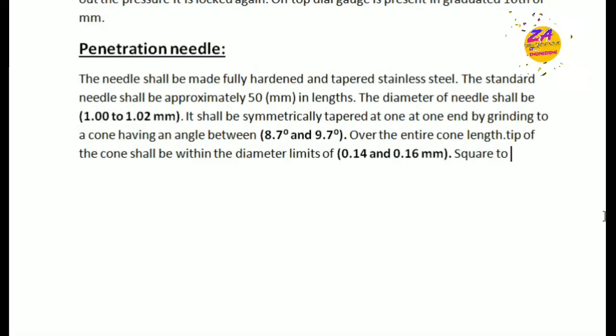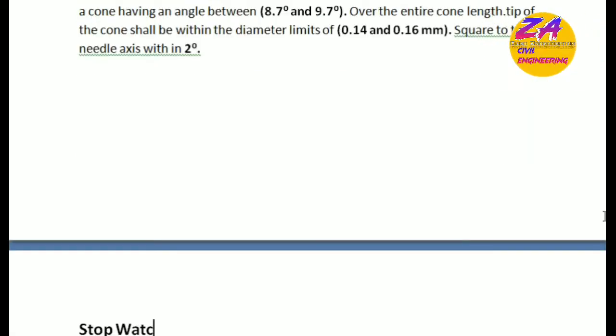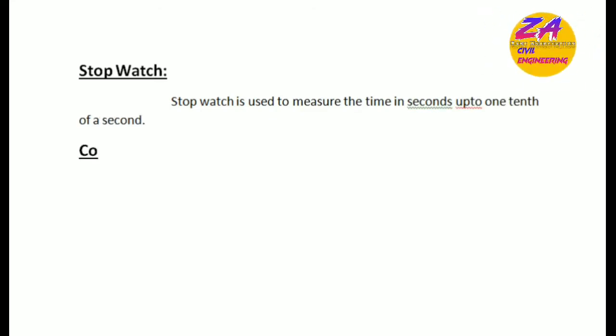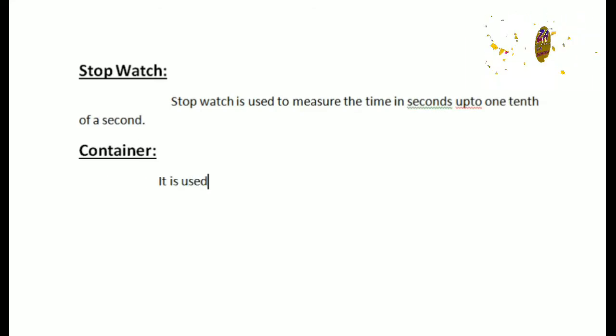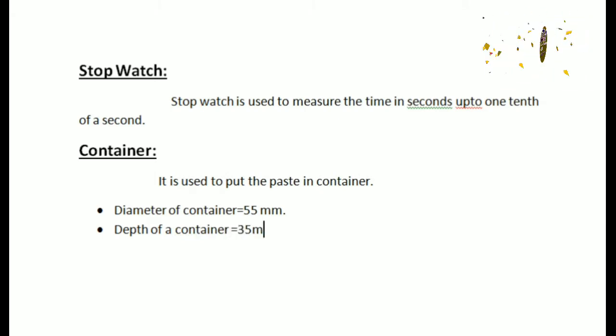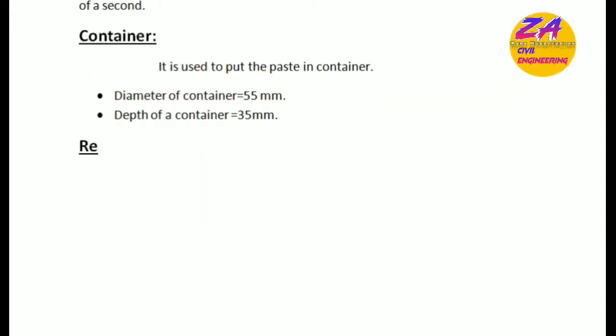Square to the needle axis within 2 degrees. After this, the stopwatch. A stopwatch is used to measure time in seconds, up to 1/10 of a second. Containers are used to put the paste in. Diameter of container 55 millimeters. These are just specifications of the containers operators use in the experiment. Depth of container 35 millimeters.